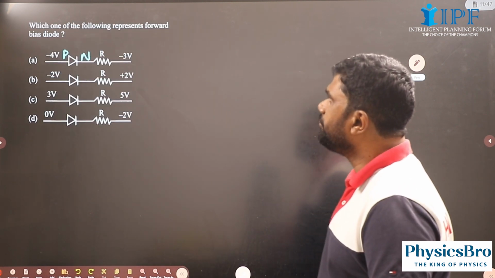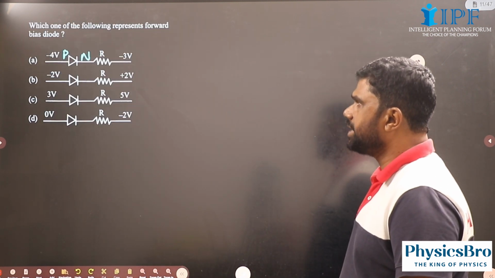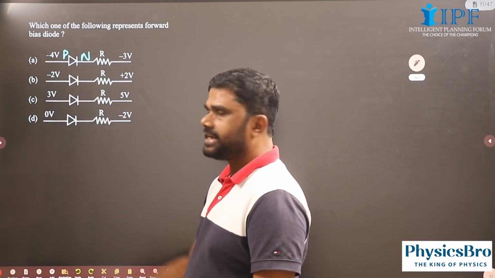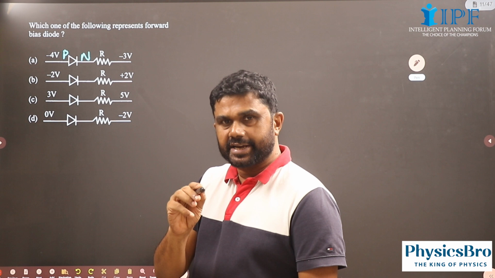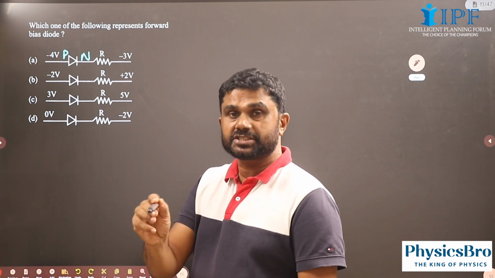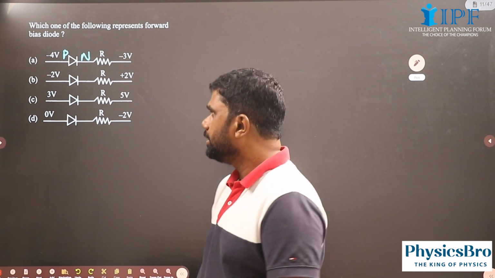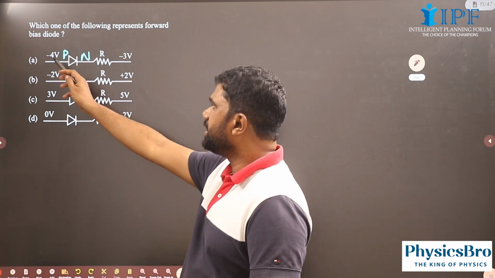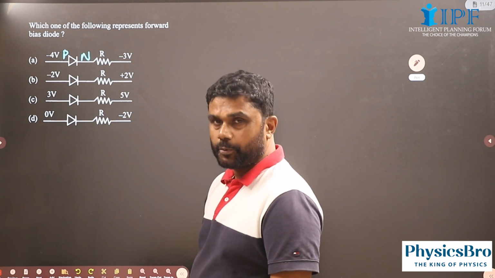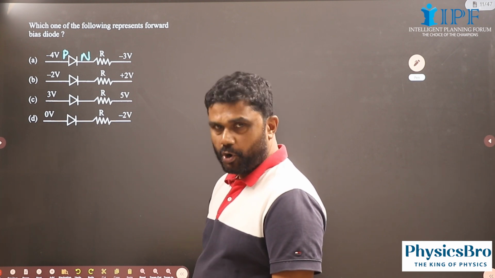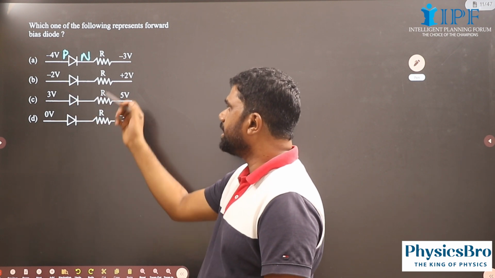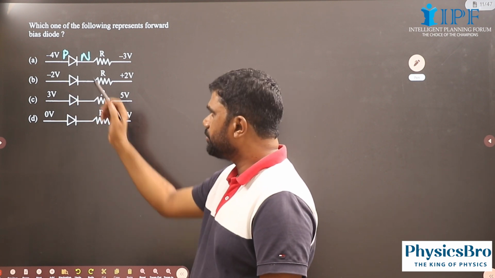Then which of the following represents forward bias diodes? See, this is P side and this is N side. See, the potential at P side must be more than the potential at N side for the PN junction to be forward biased. Okay. See, here we have -4 on the P side and -3 on the N side. So the potential at P side is smaller, so it is not forward biased. Here we have -2 at P side and +2 at N side. This is also reverse biased.